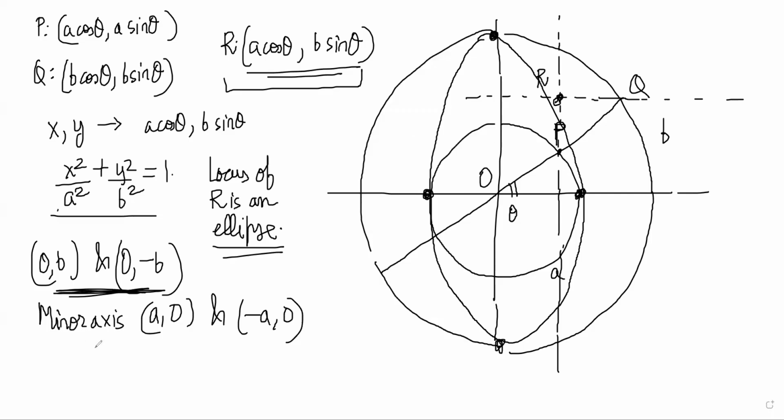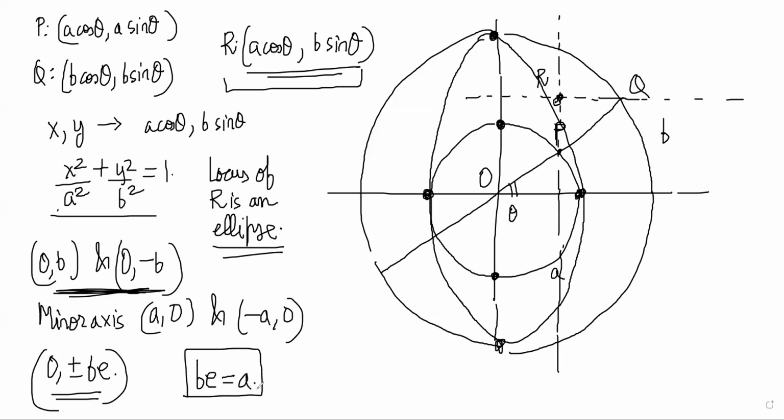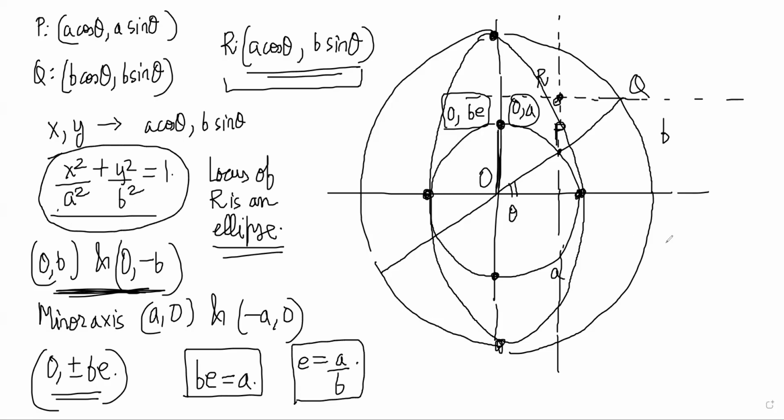Also, the focus of the ellipse will be 0, plus minus be, and if that lies on the inner circle, then be must be equal to a. That point 0, be should be 0, a on the circle. So if the focus has to lie on the inner circle, then be must be equal to a. So you're getting e equal to a by b. And we already know e square for this ellipse is 1 minus a square by b square, because a is smaller than b. Therefore, the eccentricity will have this form.